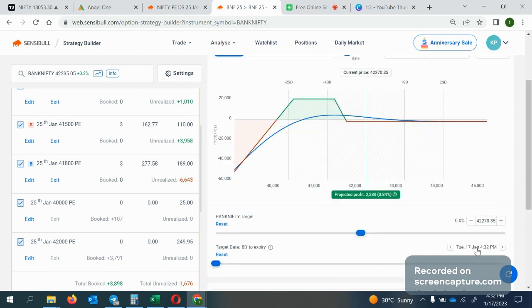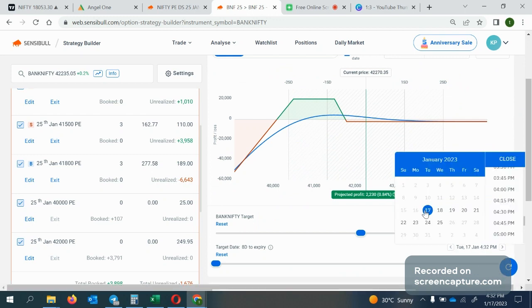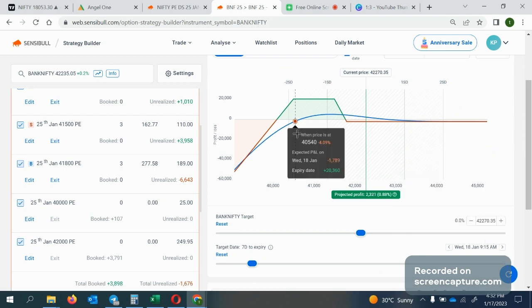I'll take the market to, so today's Tuesday, right? So 18th is Wednesday at 9:15 a.m. Check this. Now my blue line is giving me a safety of almost, my loss will start now only when the Bank Nifty makes a gap down of 3.86%, which is feasible, but probability wise, which is less. This is where I've done the adjustment.